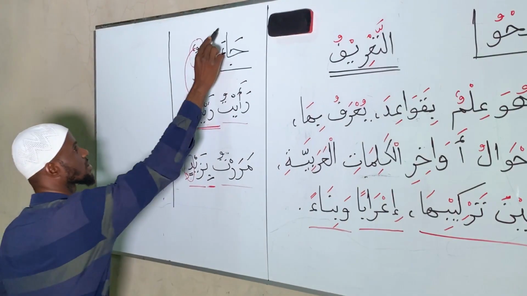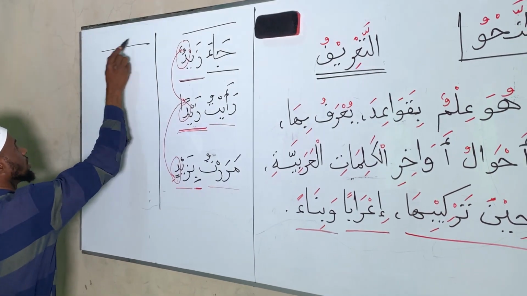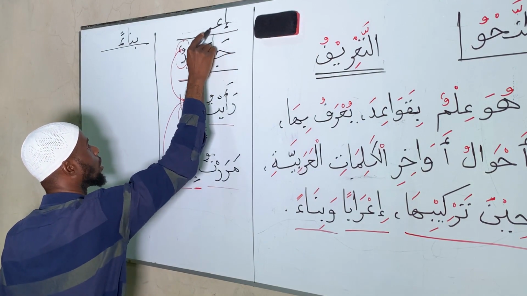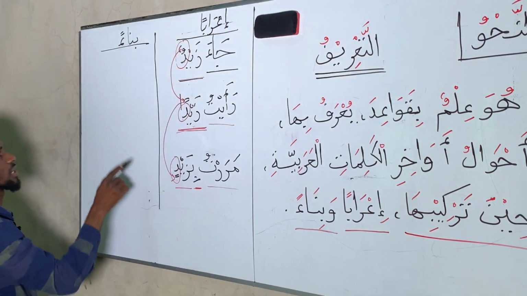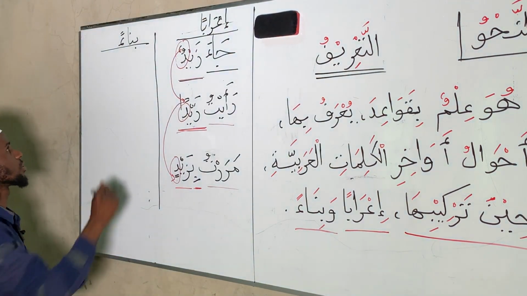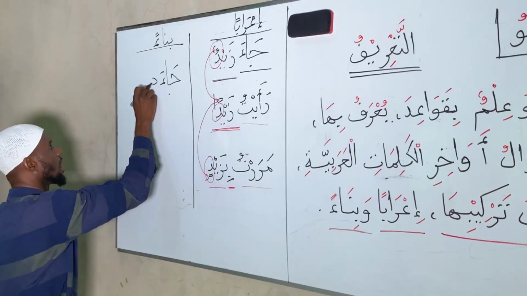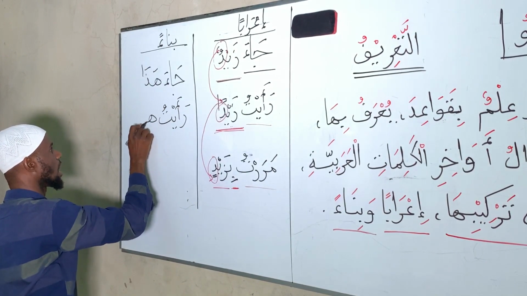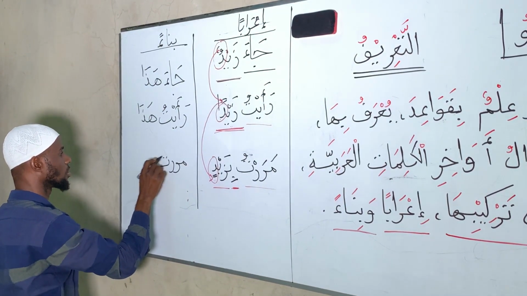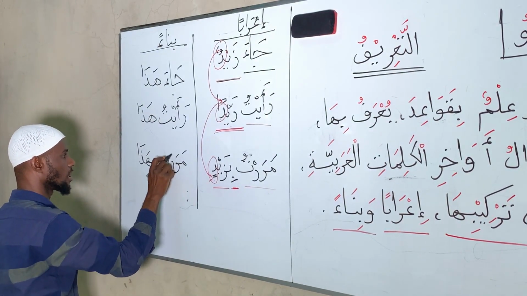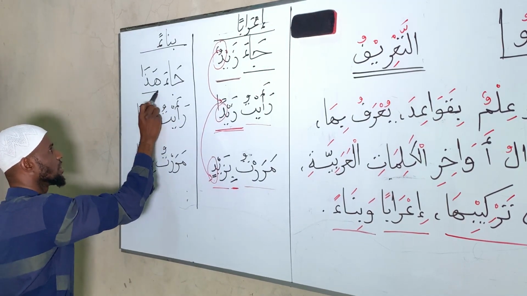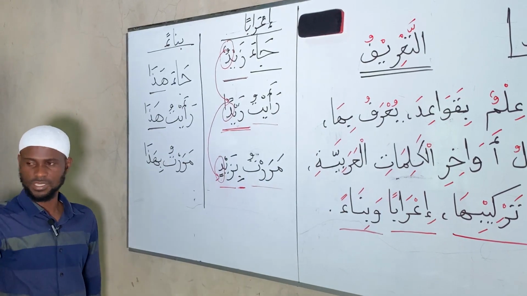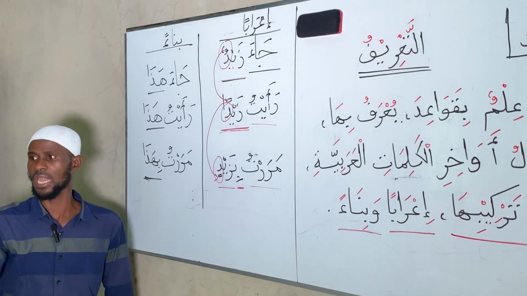So let's give this a topic. This is i'raban, don't forget, when it's changing. And this is bina'an. And we took Zayd as a case study. So we want to look at bina'an now. So let's say Ja'a hadha, Ra'aytu hadha, Marartu bihadha. Ja'a hadha means this, maybe this person or this something. This came. Ra'aytu hadha means I saw this. Marartu bihadha means I passed by this.